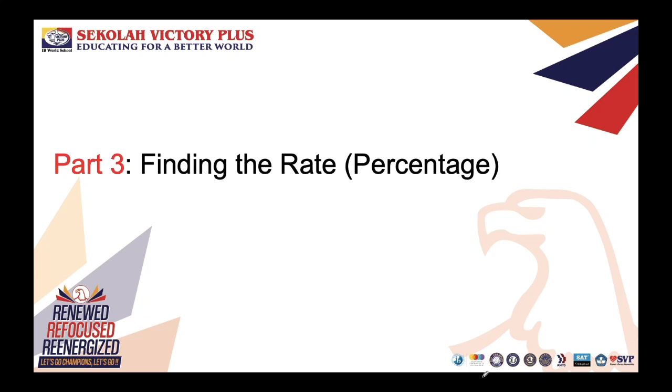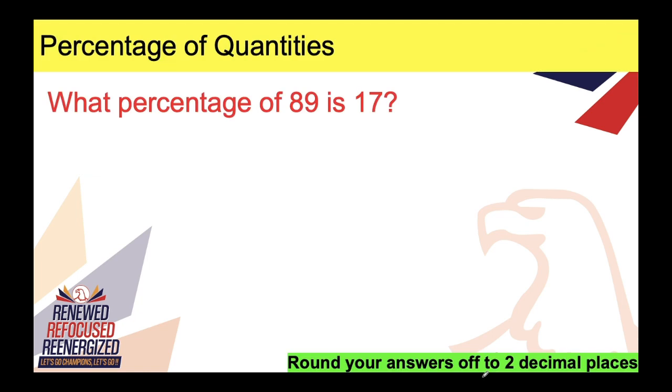For the second part of this video, we'll start to discuss part 3, which is finding the rate or the percentage. So what if you're given the original value and the amount of the percentage? How do you find how many percent that is? For instance, what percentage of 89 is 17?